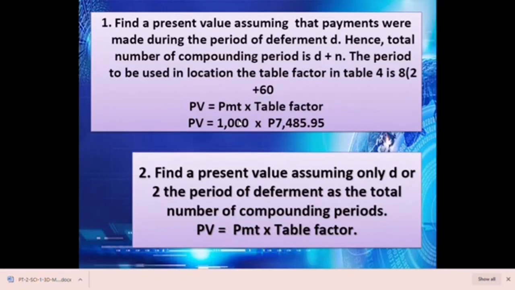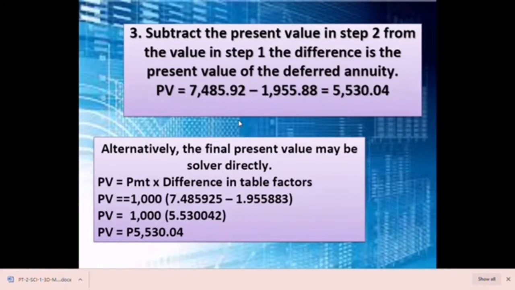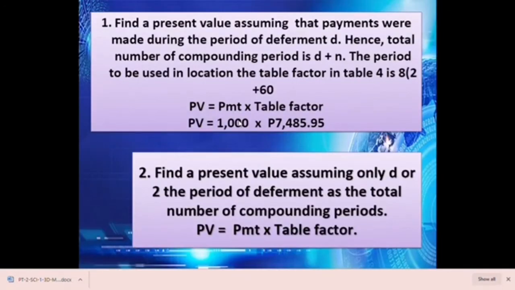In the second step, find the present value assuming only D, or the period of deferment, as the total number of compounding periods. We go back to the same formula: present value is equal to the present value of an annuity times the table factor. Here, the payment is 1,000, and we look for the value assuming only D, or the period of deferment, as the total number of compounding periods.